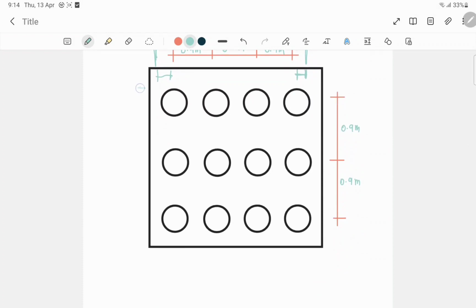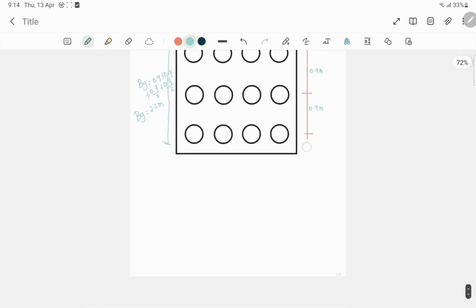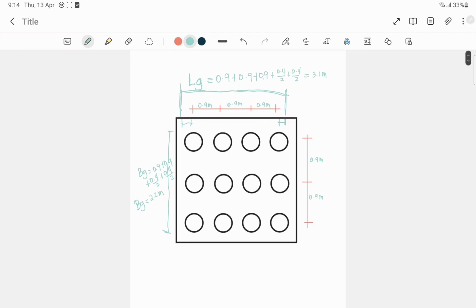Next, for this part, we again have end to end. From this end to this end, that is what we call the BG. Okay? So, we have 0.9 plus 0.9 plus half of each, 0.4 plus 0.4 over 2. We have BG is equal to 2.2 meters. Okay, these are the dimensions of our piles when we consider it as a block. So, BG and LG is equal to 3.1 and 2.2.